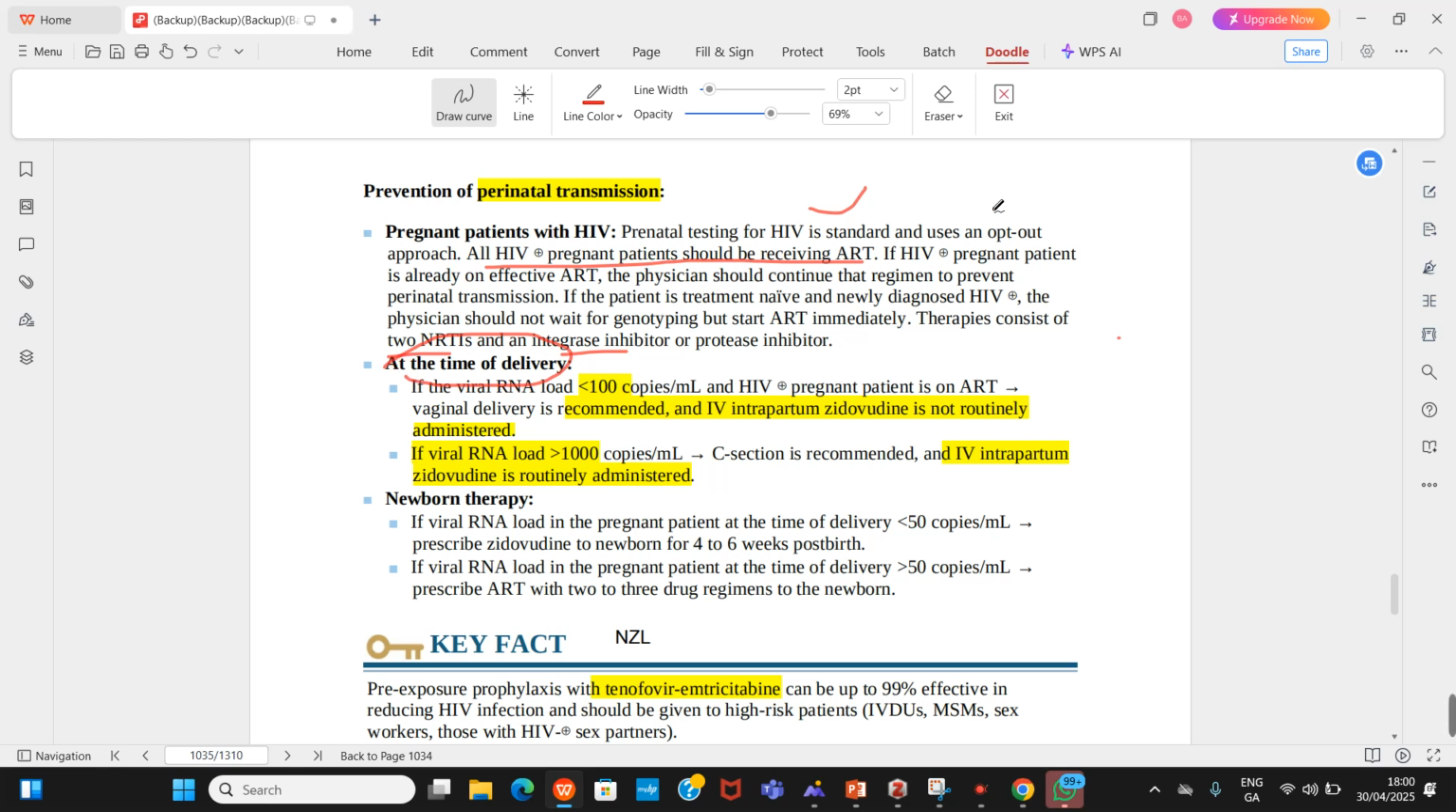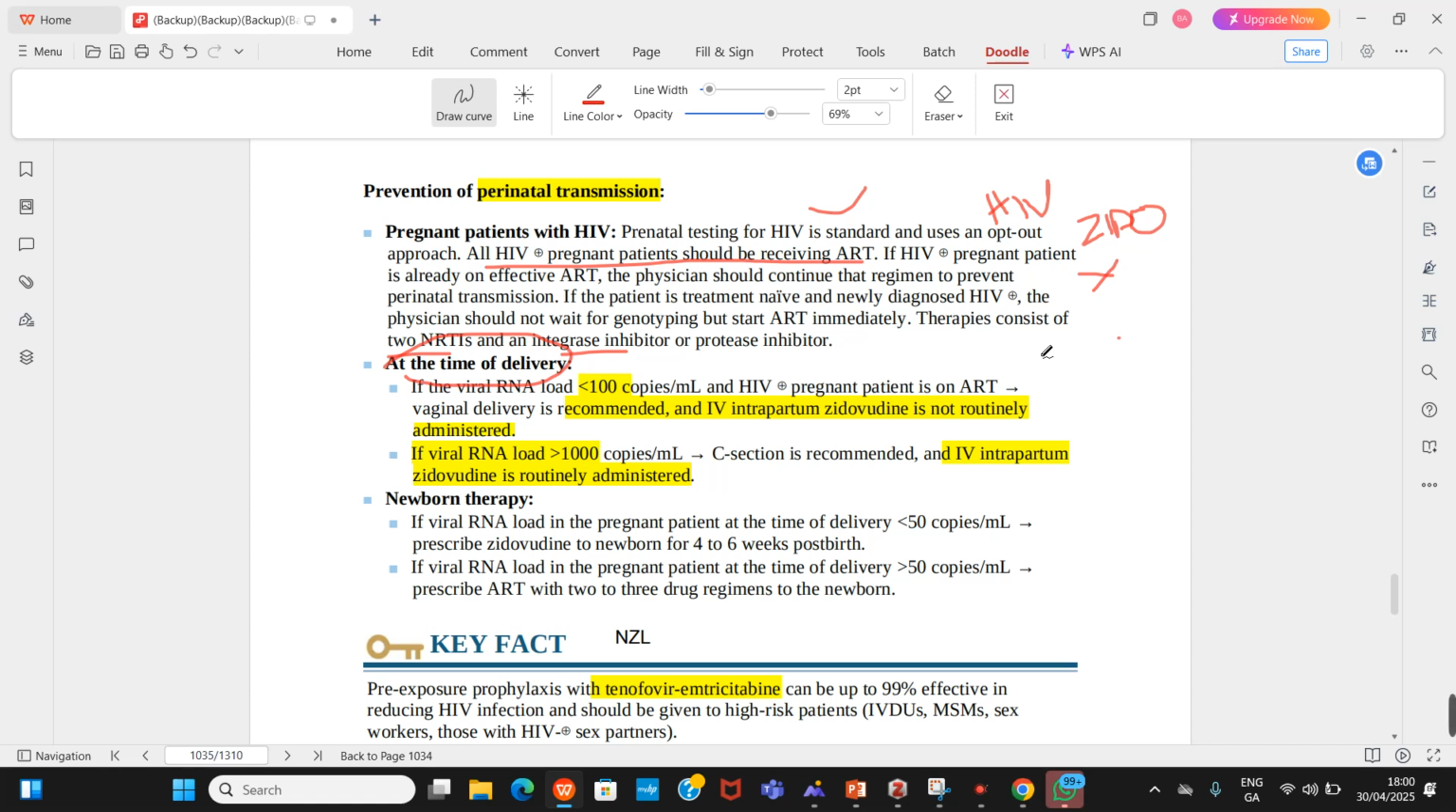Now, the next thing they like asking is about delivery. Once somebody that's HIV positive is pregnant, I don't want to know, the baby must take something. The baby must take zidovudine. Meaning, the baby cannot escape it. The baby will always take zidovudine. So let's keep this one. What is now going to determine if the mother is going to get intrapartum zidovudine is going to be the viral load of the mother.